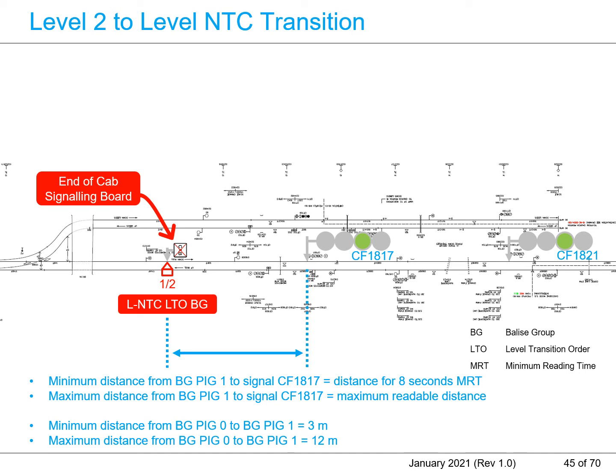Upon the train driver passing the level transition border, the signal CF1817 will be visible to the train driver. The minimum distance between the PIG0 Balise and the PIG1 Balise is 3 meters. The maximum distance between the PIG0 Balise and the PIG1 Balise is 12 meters.